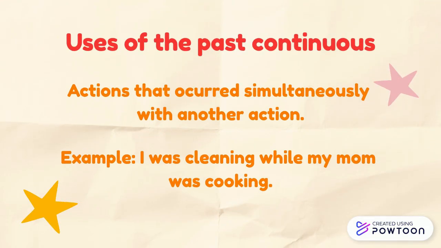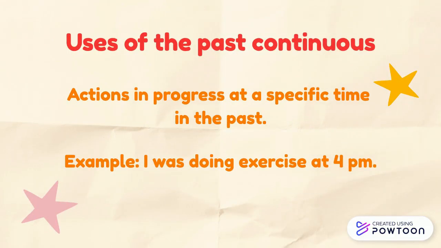The second use is to describe 2 actions happening at the same time. For example, I was cleaning while my mom was cooking. Both actions were happening simultaneously. And the third use is to talk about an action that was in progress at a specific time in the past. For example, I was doing exercise at 4 p.m. The important thing here is the specific moment, not the beginning or the end of the activity.